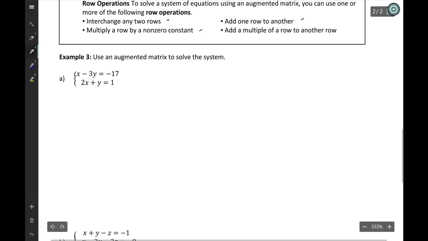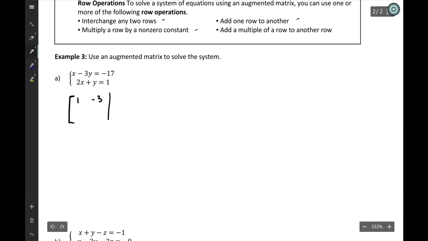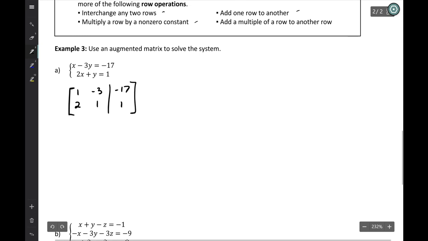So let's try this. Example 3 gives us this system here. First step is always to turn it into an augmented matrix. So that's going to be 1, -3, -17, 2, 1, 1. When I do these operations, I like to write down what I'm doing. Looking at this, I already have a 1 right here, so what I want to do is get a 0 right here. Well, I can do that by taking 2 and subtracting 1 times 2.